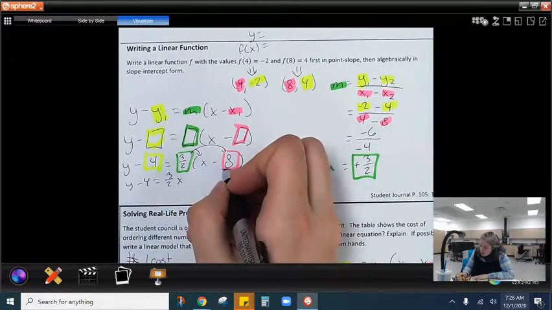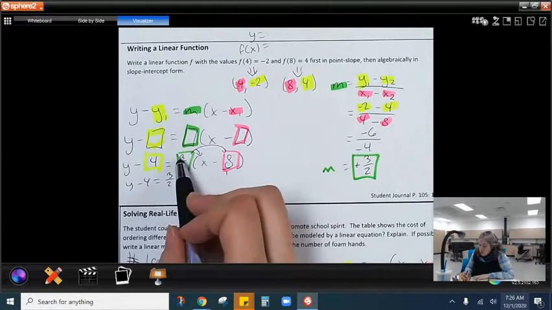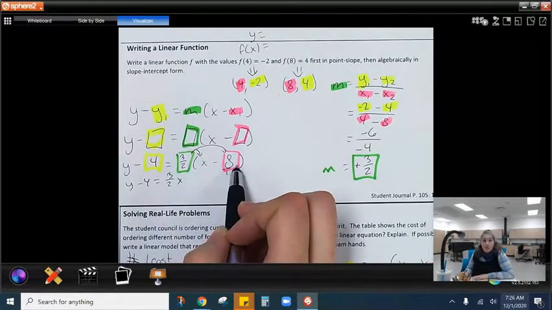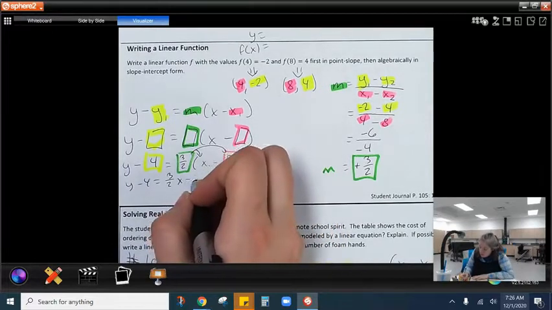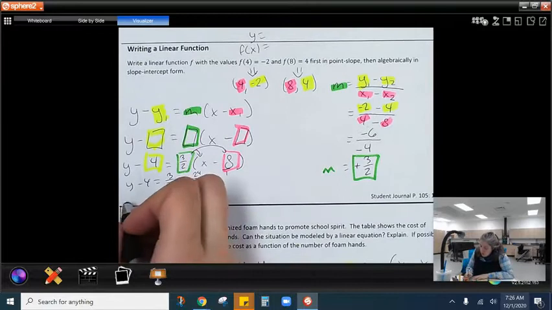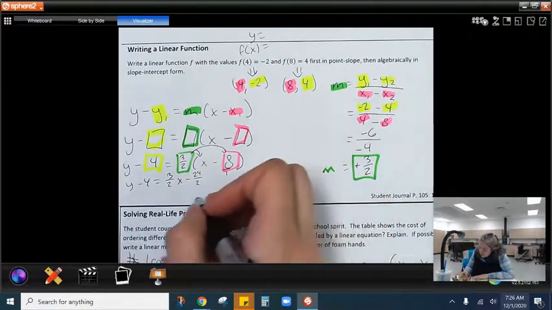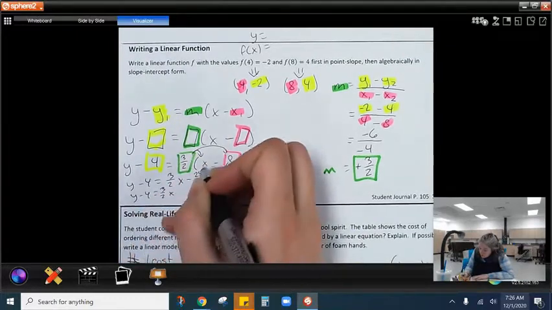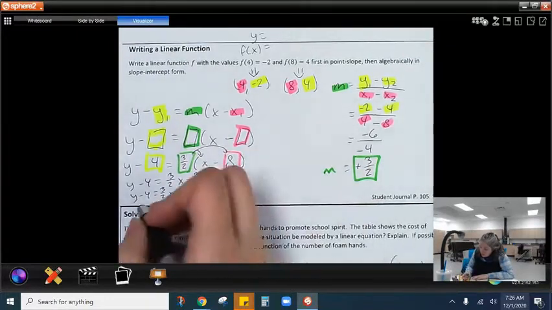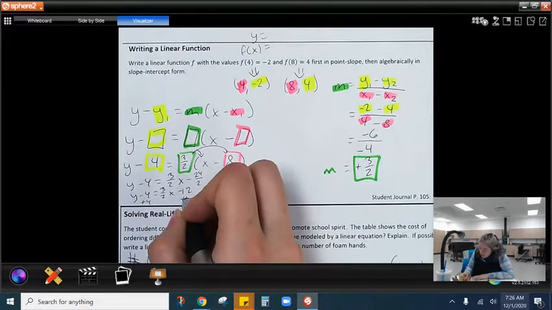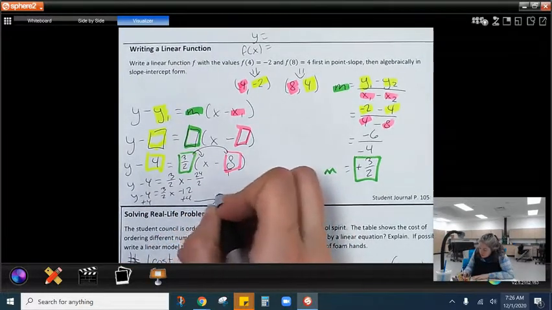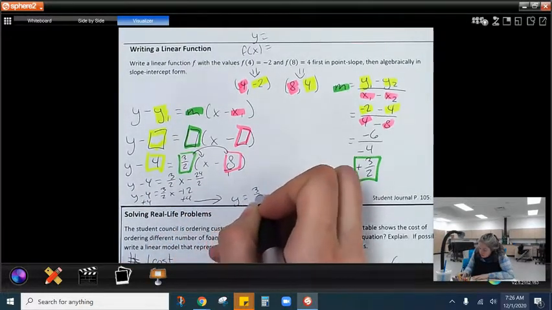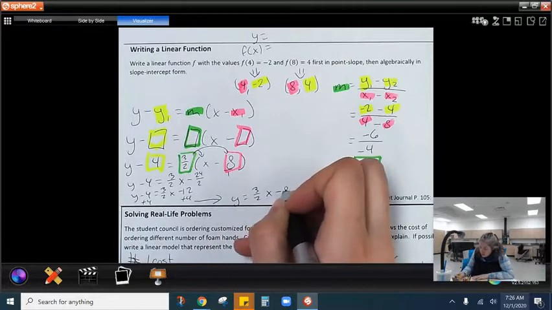3/2 times 8. Remember, this is 8 over 1. So that would turn into 3 times 8 is 24. And then 2 times 1. So minus 24 over 2 times 1 is 2, which means it's really minus 12. And then I need to add 4 on both sides. So that gets us y equals 3/2 x minus 8.